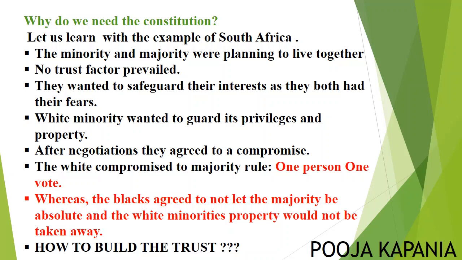The whites compromised to majority rule, one person, one vote, whereas the blacks agreed to not let the majority be absolute and that the white minority's property would not be taken away. But the question still prevailed: how to build the trust?